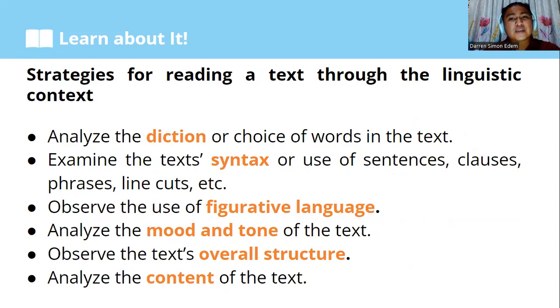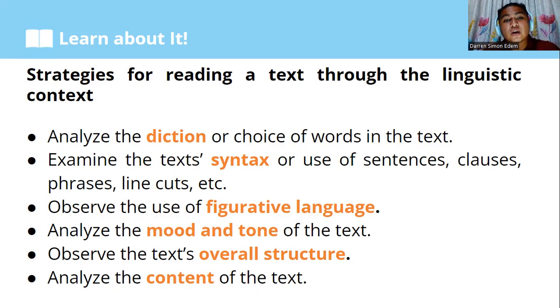Now, what are the strategies that we need to incorporate in reading a text through the linguistic context? First, diction. We need to analyze the choices of words in that particular text. We need to examine the syntax, the use of sentences, clauses, phrases, and so on and so forth. We also need to be observant of the usage of figurative language, the metaphors, the ironies, right? We also need to analyze the mood and the tone of the text. What is it trying to convey to us? Is it something sad, hopeful, optimistic, pessimistic, sadistic?